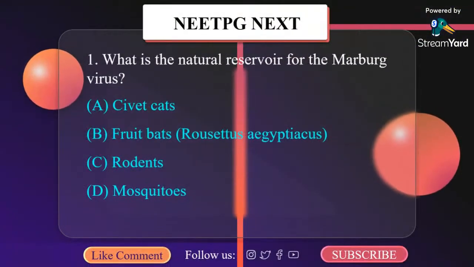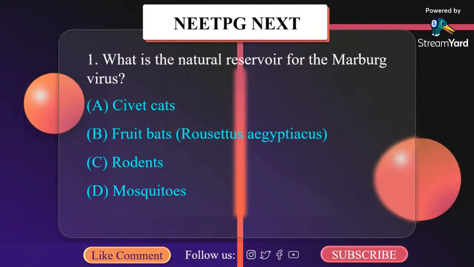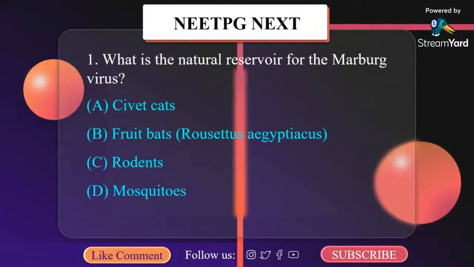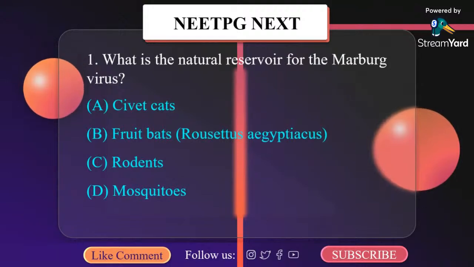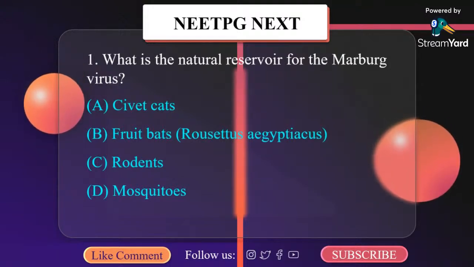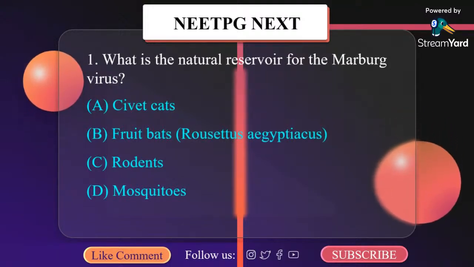What is the natural reservoir of Marburg virus? A. Civet cat, B. Fruit bat, C. Rodents, D. Mosquitoes. What do you think is the correct answer? Please answer in the chat box. What is the correct option here?